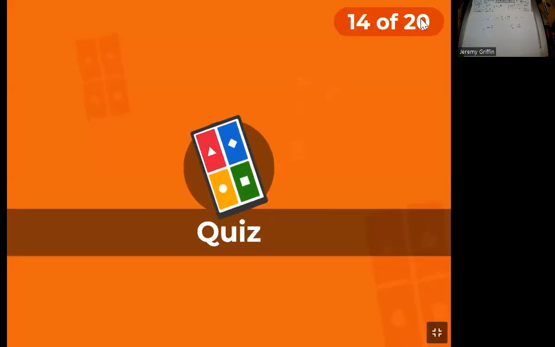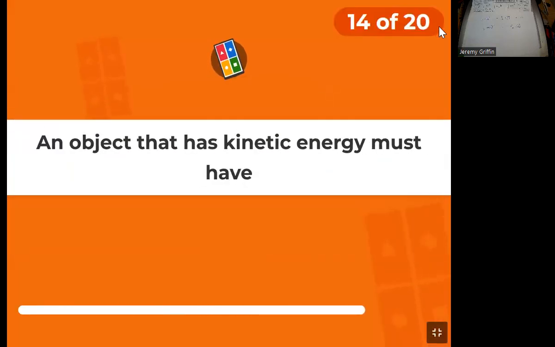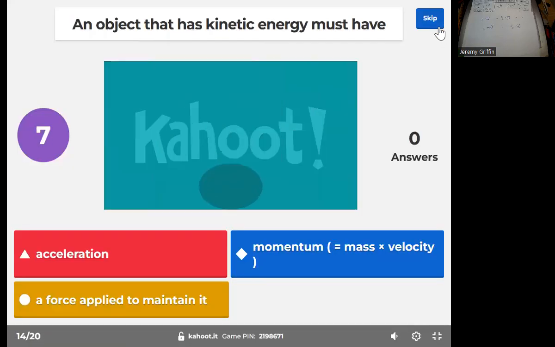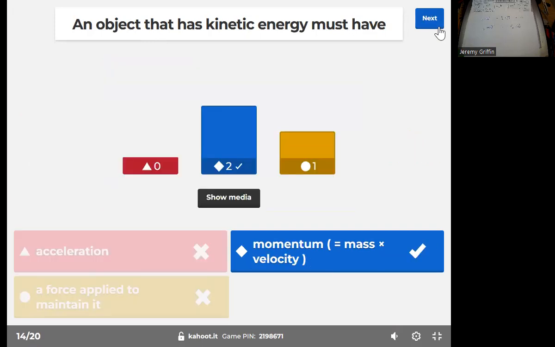Got Lehman first. An object that has kinetic energy must also have what? Ooh, all right. No, we haven't talked about momentum yet, but I defined it for you guys. It's mass times velocity, so that's an upcoming topic. But hey, do you guys see how that's the same ingredients as the formula for kinetic energy? Kinetic energy is 1/2 mv squared. Momentum is mass times velocity. It's the same ingredients, you just rearrange them different ways.